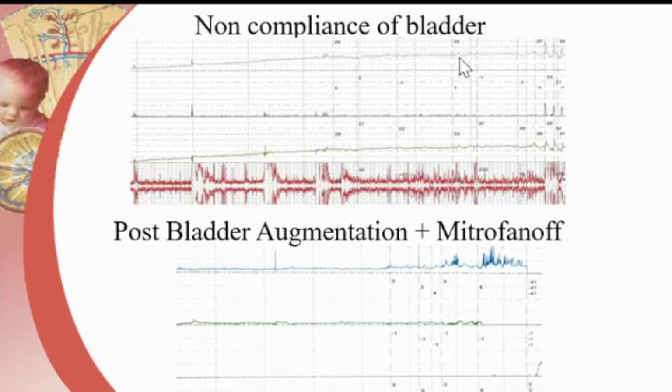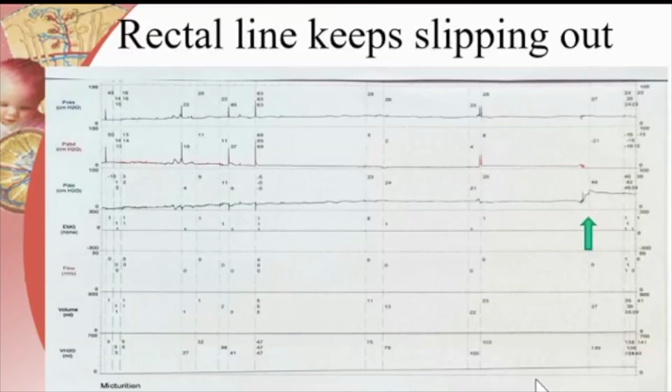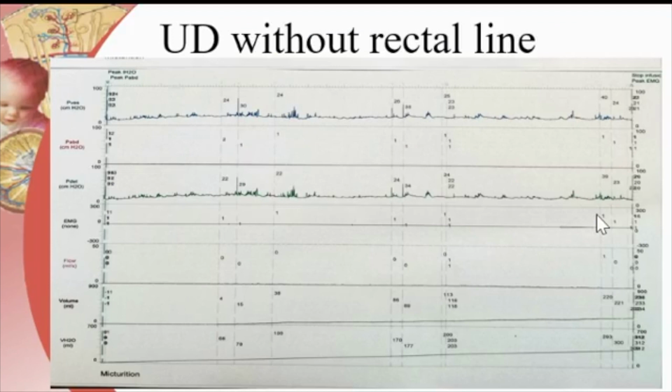So this is a non-compliant bladder where the pressures go up very high at the beginning, and then after the augmentation it has become stable, and the pressures remain in a flat line. Now this is a patient where the rectal line kept slipping out. If the rectal line keeps slipping out, suddenly the P det goes up. So you have to be aware of what has happened here. Whether you can do urodynamics without a rectal line, I will not recommend it.